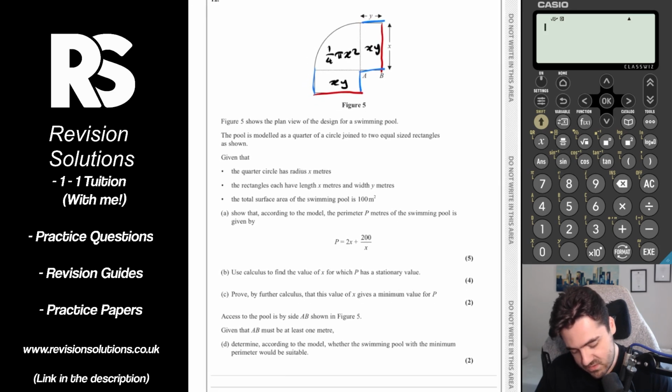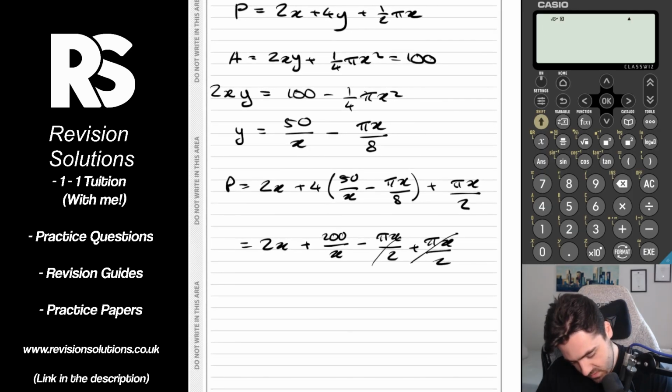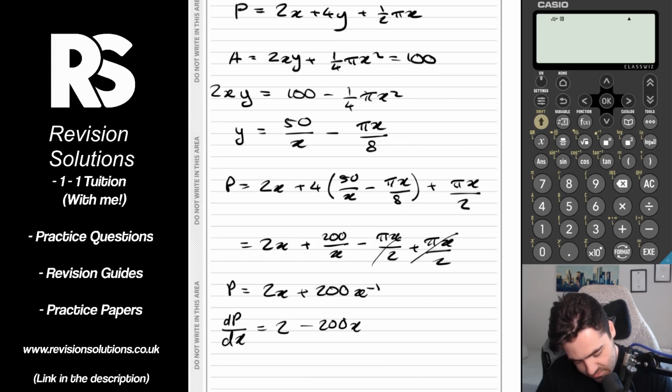Part B then says, use calculus to find the value of x for which p has a stationary value. So that's when the derivative is 0. So we need to differentiate this. So first let's write it in powers. So p is 2x plus 200 x to the minus 1. dp by dx then would be 2 minus 200 x to the minus 2. And if we're after a stationary value, that's where the derivative is 0.